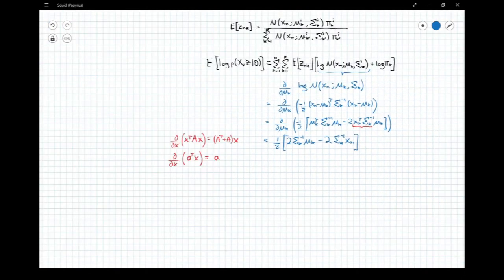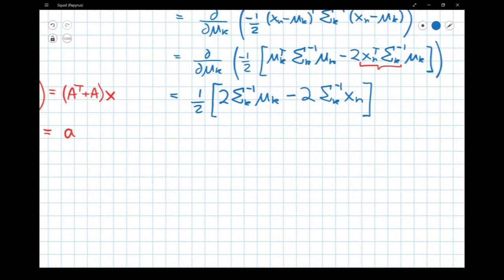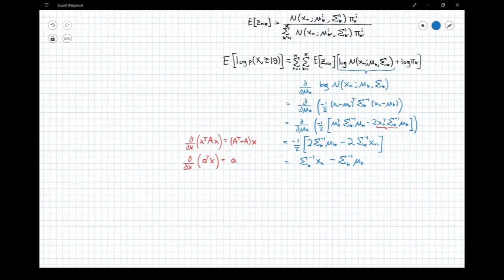Okay, great. And obviously this half, so there's a minus there, which I forgot. So then we can multiply through all this stuff. And so we're going to get sigma k to the -1 times xn minus sigma k to the -1 times mu k. Okay.